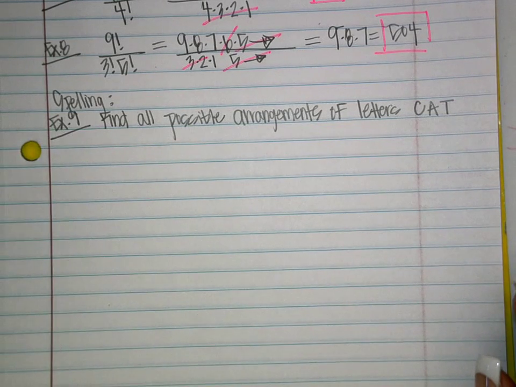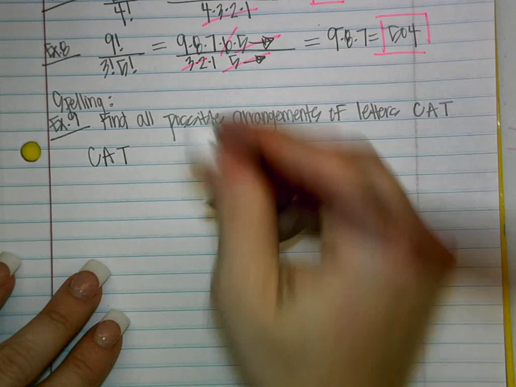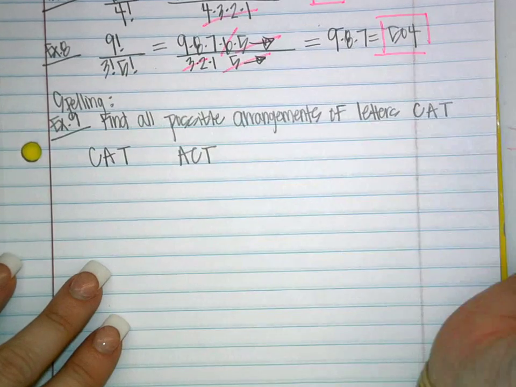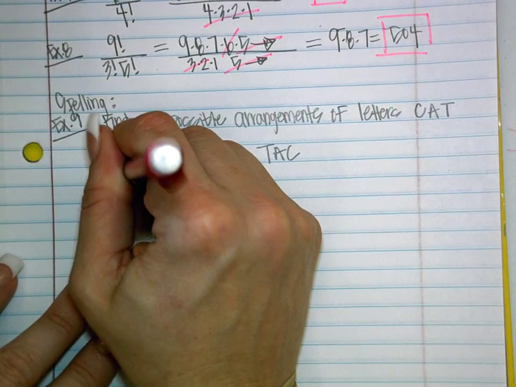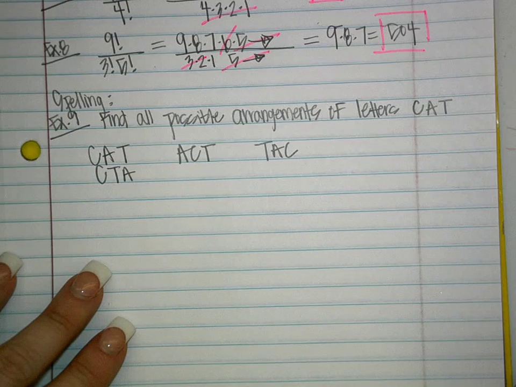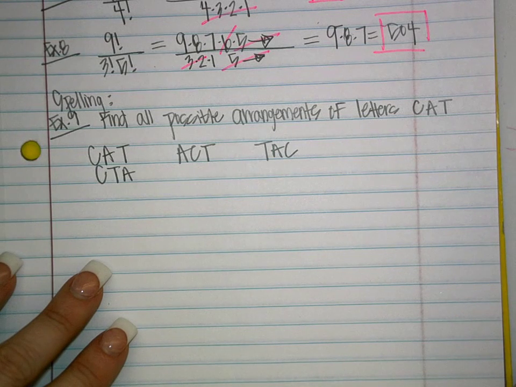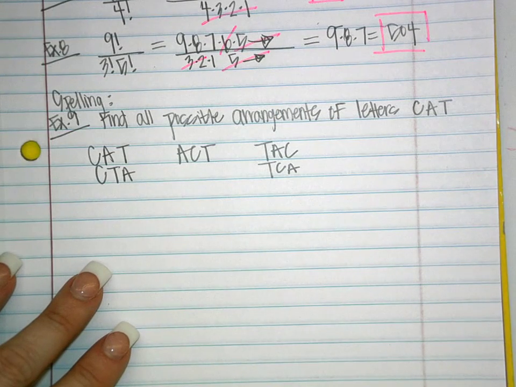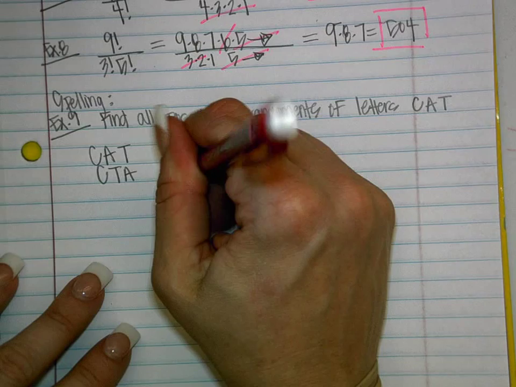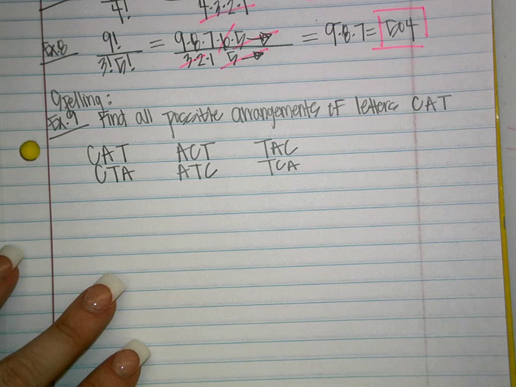So start naming them off. Obviously, C, A, T is one of them. How else could you arrange those? ACT, TAC. They don't have to spell anything. CTA. Not ABC. Any other ways that you could arrange those letters? TCA. ATC. Can anyone think of any other ways to arrange those? Okay, so we have 6. Awesome.